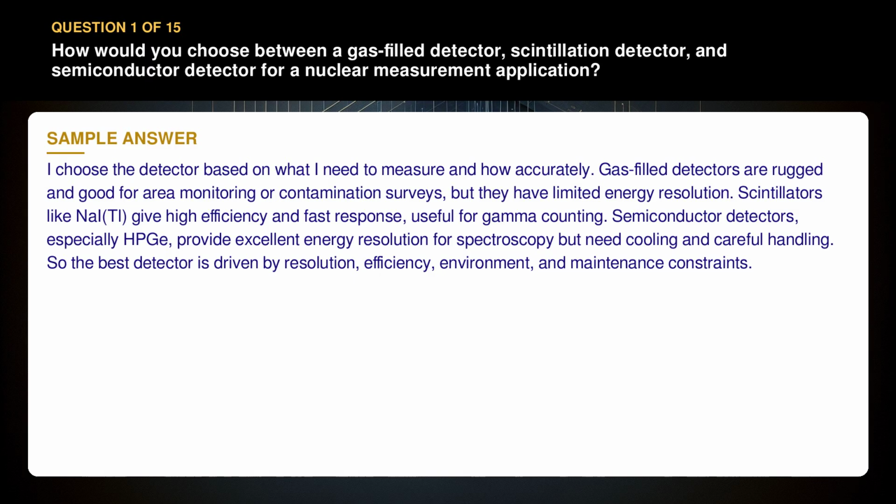Scintillators like NaI(Tl) give high efficiency and fast response, useful for gamma counting. Semiconductor detectors, especially HPGe, provide excellent energy resolution for spectroscopy, but need cooling and careful handling. So the best detector is driven by resolution, efficiency, environment, and maintenance constraints.